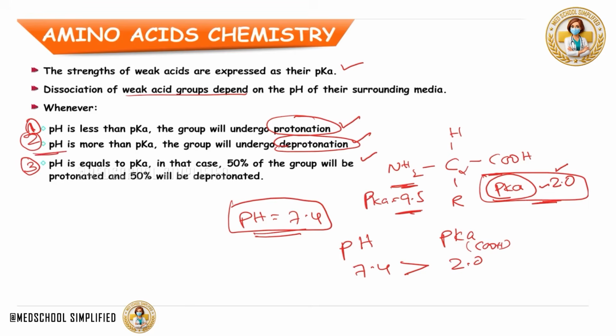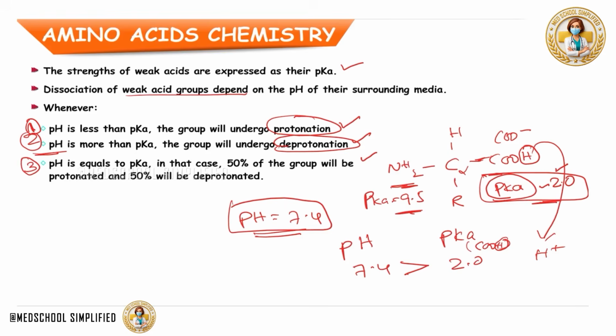Statement number 2, pH is more than pKa. What will happen to the group? The group will undergo deprotonation. That means this H here, in COOH, is undergoing deprotonation. It is released into the solution and that becomes COO minus. Whenever an amino acid is in individual form in the blood under physiological pH 7.4, the primary carboxyl group undergoes deprotonation. It becomes COO minus and H plus is released.